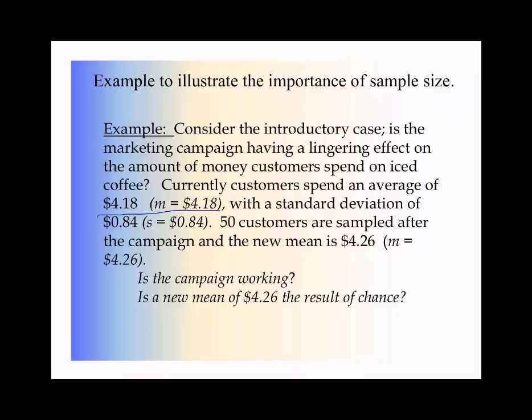So they did this huge marketing campaign, and they wanted to see if they could get people to be more willing to spend a little more on iced coffee than $4.18. So what they want to know is if the campaign is working. And when they took a new sample, they found that people were willing to spend $4.26 on coffee, and they wanted to know if this was actually a change or if it just sort of randomly occurred.